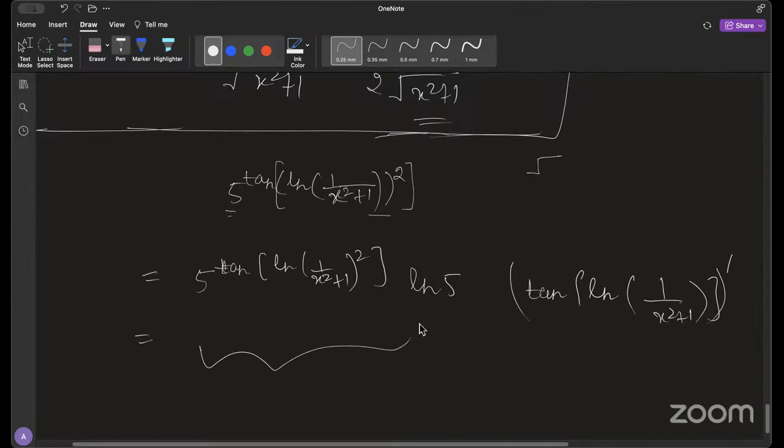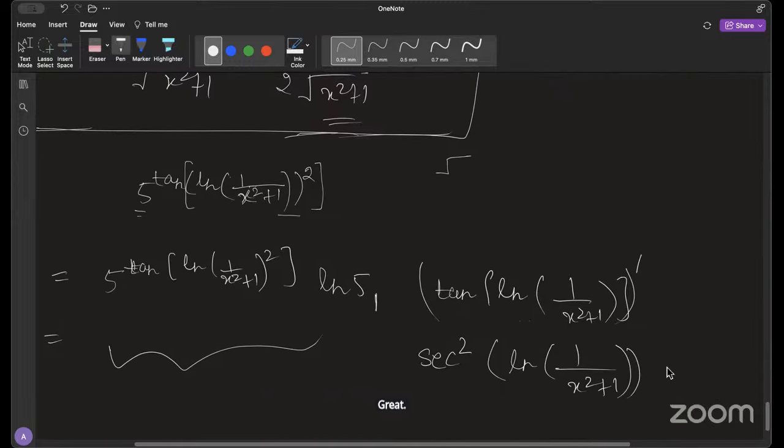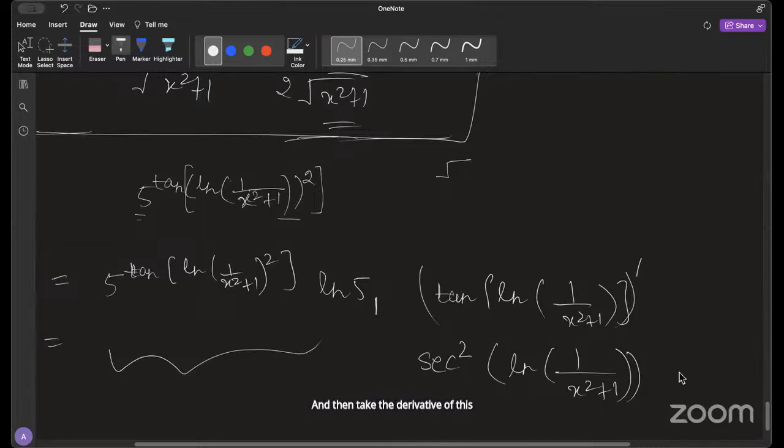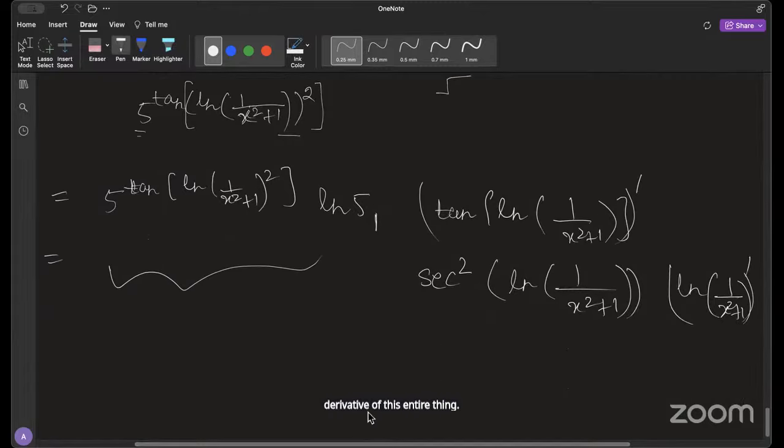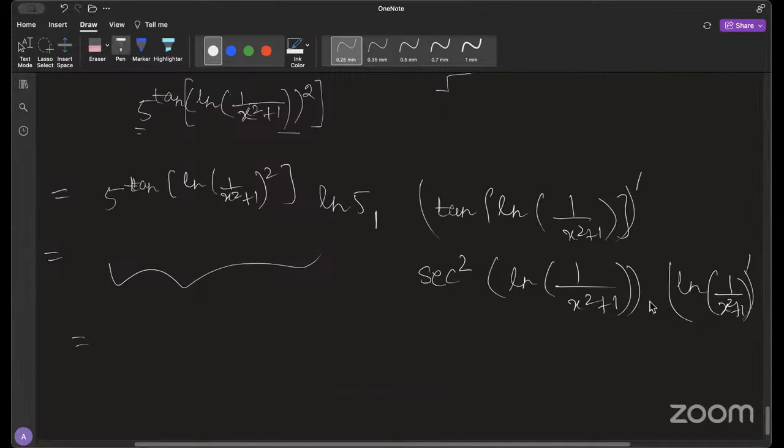Then keep this thing as it is, nothing to change till this part. Focus on the derivative of this one. This is for tan, the derivative of tan x is secant squared x. So you should take secant squared, and here you should take natural log of 1 by x squared plus 1, right? And then take the derivative of this argument, natural log 1 by x squared plus 1, the derivative of this entire thing. Then keep everything till this part the same. And the square part is missed out.